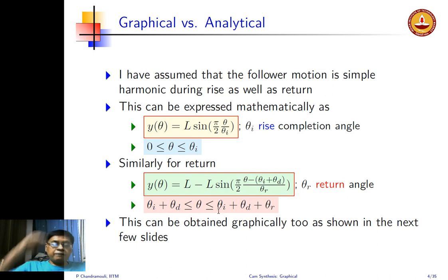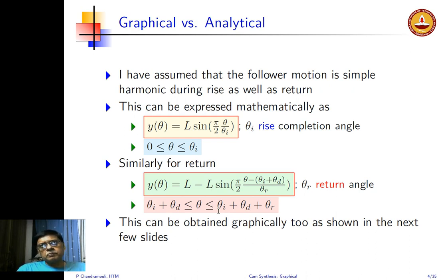This can be obtained graphically, and I will show you this construction because, unlike my previous years, this time I'm going to focus more on analytical methods. If you read Professor Malik's book or look at Norton's book, there are multiple ways to derive these things graphically. I'll just illustrate this for the case of simple harmonic motion. How do you generate this graphically? Instead of writing this equation, I could actually draw the curve graphically, and I'll show you in the next few slides how to go about that.